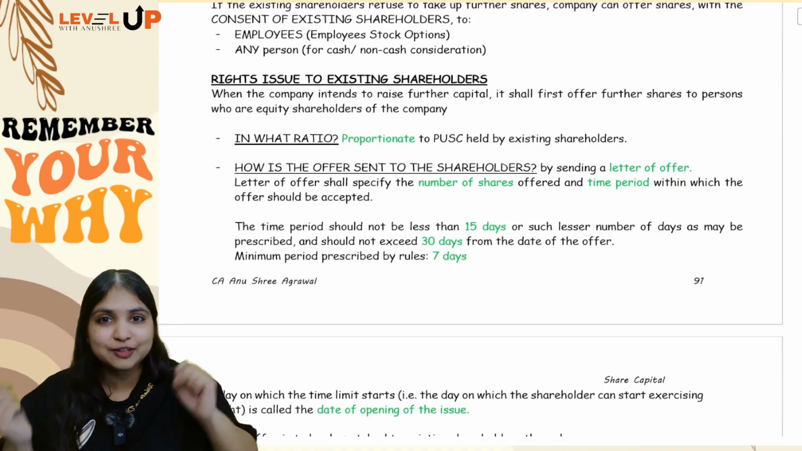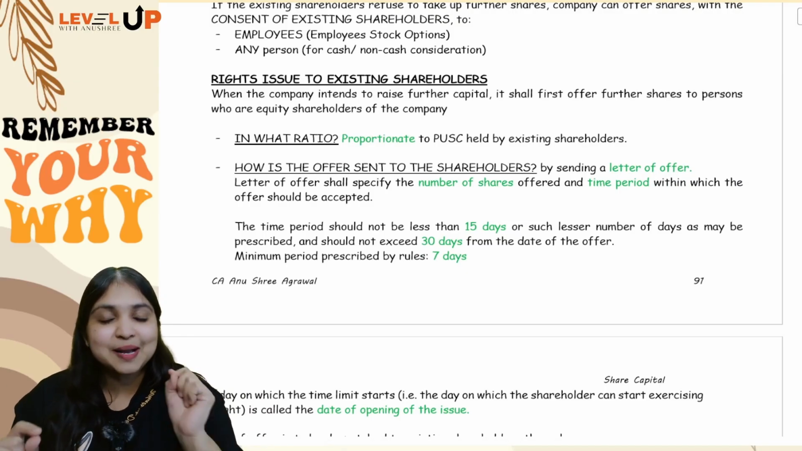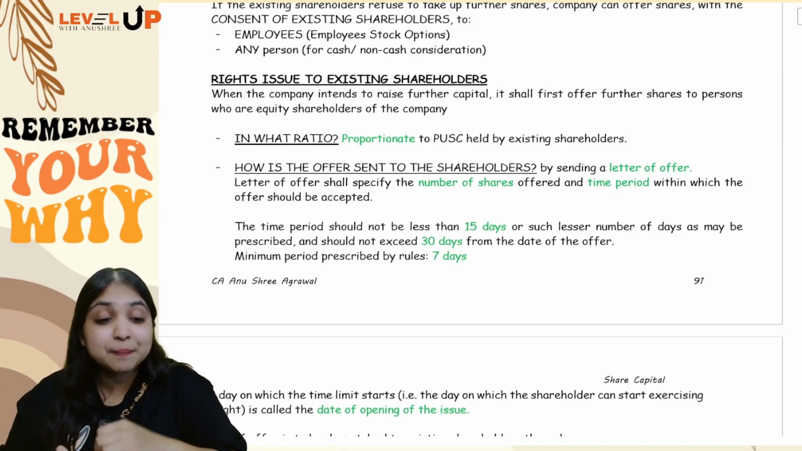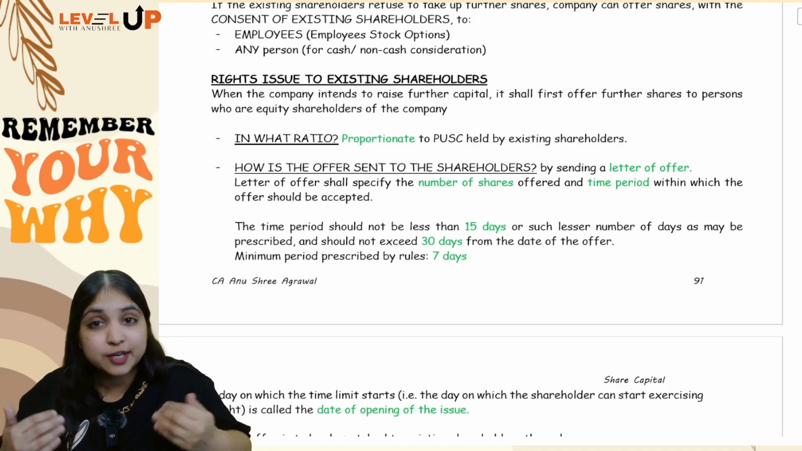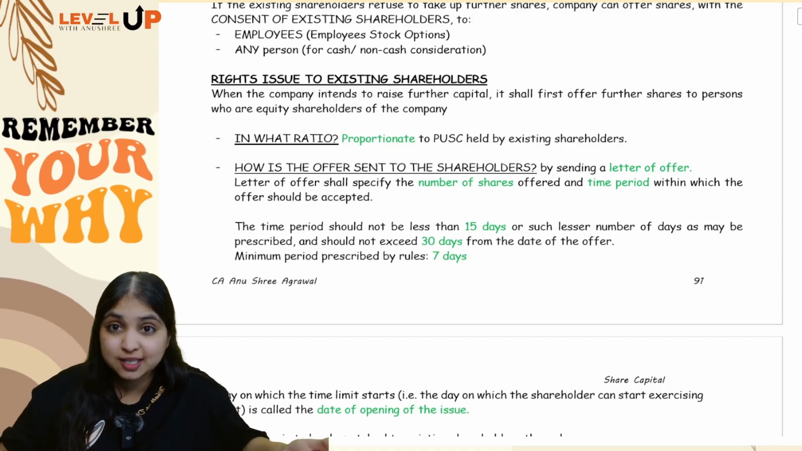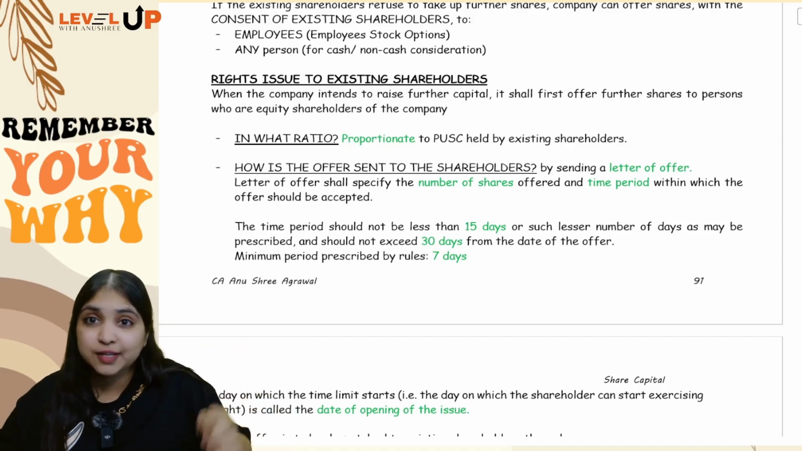I'm giving you a revision of the revision. Listen to me again. So we're talking about section 62. In section 62, the company wants to raise more money by issuing more shares. Whenever you're issuing more shares to raise more money, you first offer shares to existing shareholders. This is a preemptive right of the existing shareholders.